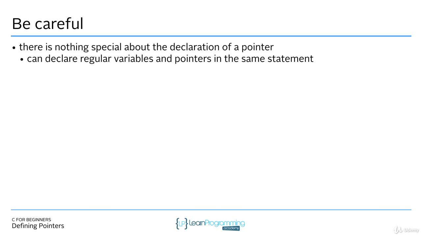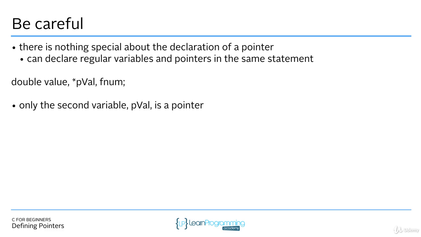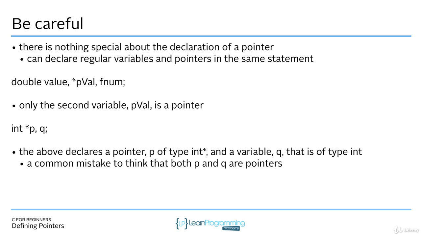Be careful though, because there's nothing special about the declaration of a pointer. You can declare regular variables and pointers in the same statement. So you could say double value, *pvalue, fnum. In this statement, only the second variable, pvalue, is a pointer. The other two are just doubles. That's a little bit more explicit, a little more obvious in that declaration, but what if you say int *p, q? This implies that they're both pointers, and they're not. We only have one int pointer here, that's p. The variable q is just of type int. It's a common mistake to think that both p and q are pointers. So be careful when you're declaring pointers and many variables on the same line.